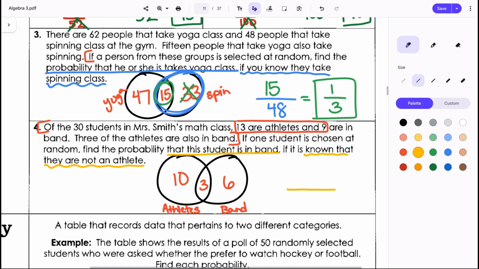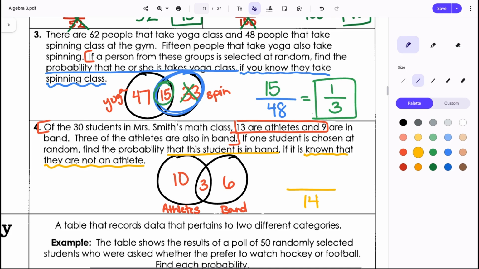8 students. And those are in neither. So those would also be considered not athletes. So we need to take the 6 that we already know we have here, and we need to add to the 8 that we were missing from our total students. So what's 6 plus 8? So that actually goes on the bottom.